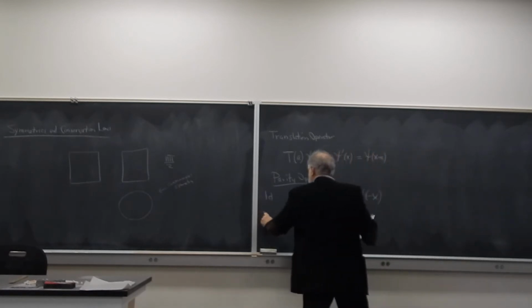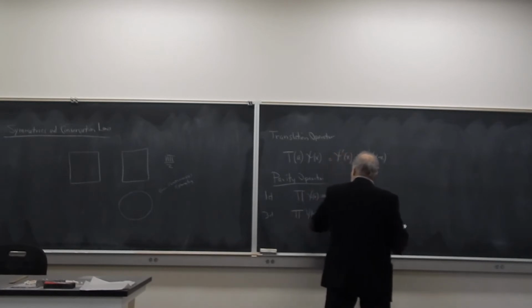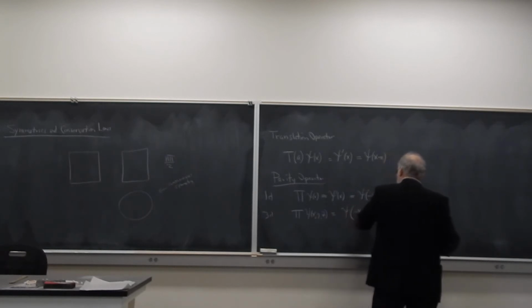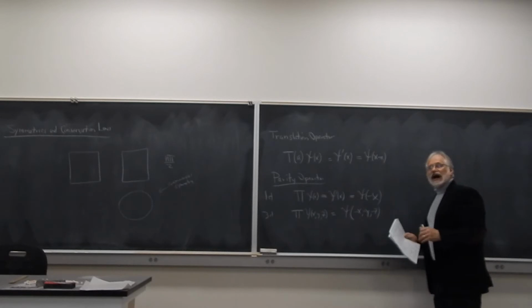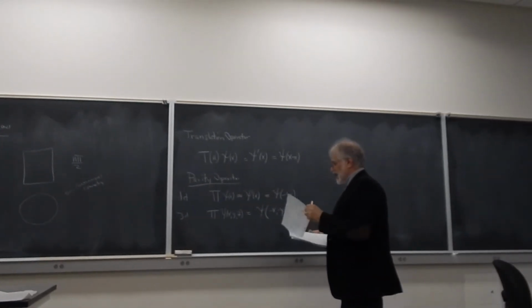If I do it in 3 dimensions, it's a bit more complicated. It's pi applied to psi of x, y, and z. That's going to give me psi of minus x, minus y, and minus z. So reflected about all 3 of my axes in that case. So that's another operator we're going to spend some time with.